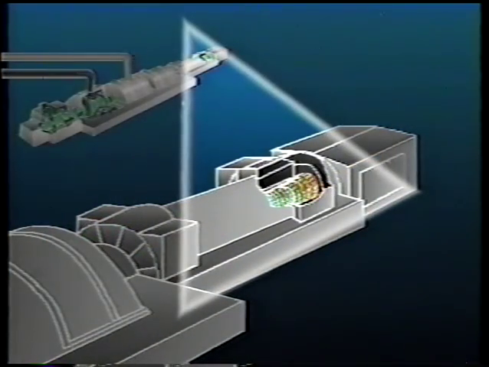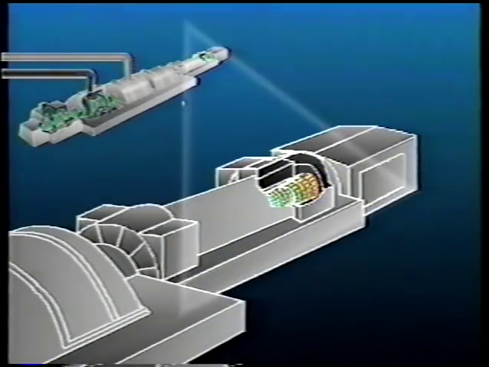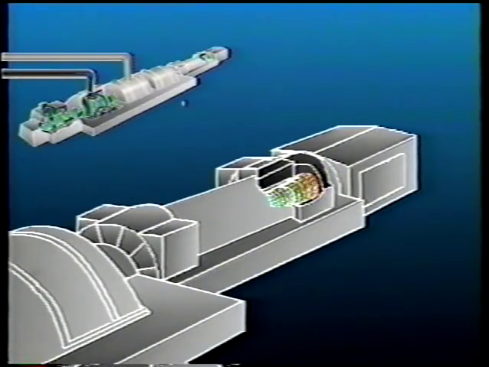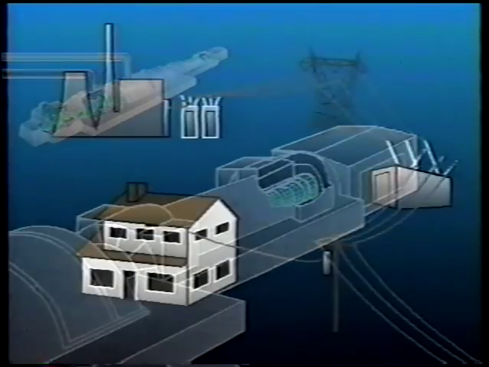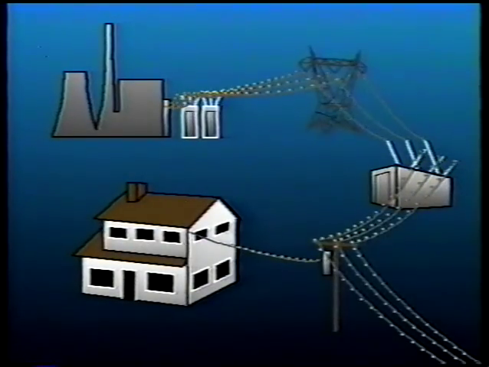The turbines turn a large magnet inside a large coil of wire. This is called a generator, and this creates electricity. The electricity passes through transformers and then through long transmission lines to be distributed to homes and businesses.